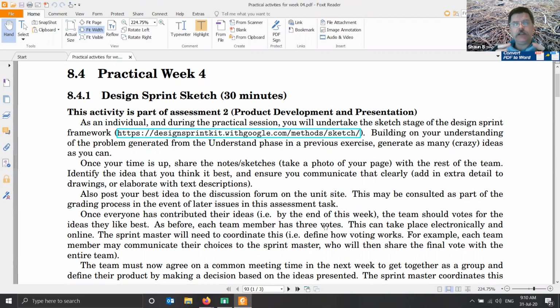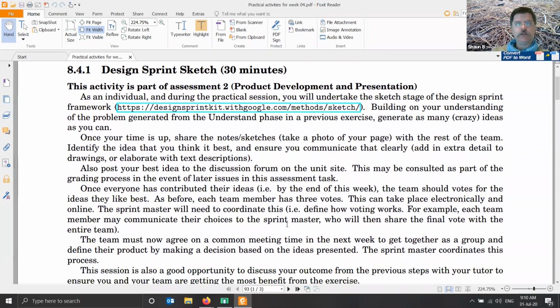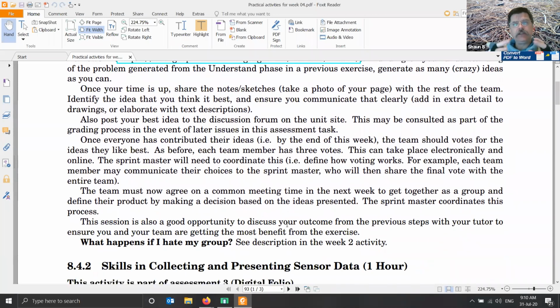And then as a team, you're going to need to decide which ideas you think are best and report those on the discussion forums on the unit site. What we're going to do next week is then get together. You as a team will need to arrange a time to get together and decide exactly what sort of prototype you're going to build based on the ideas that you came up with.